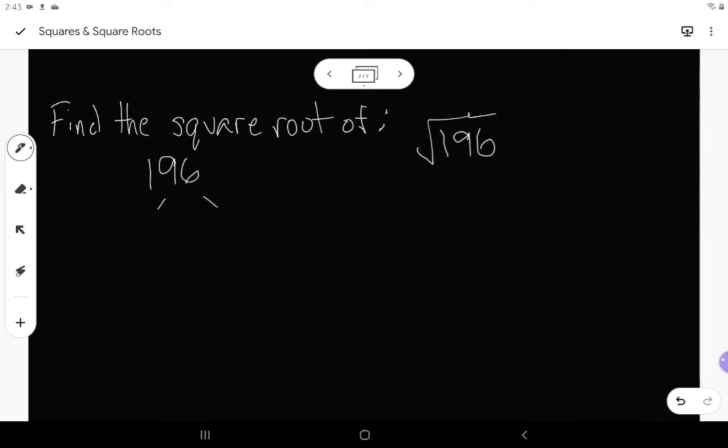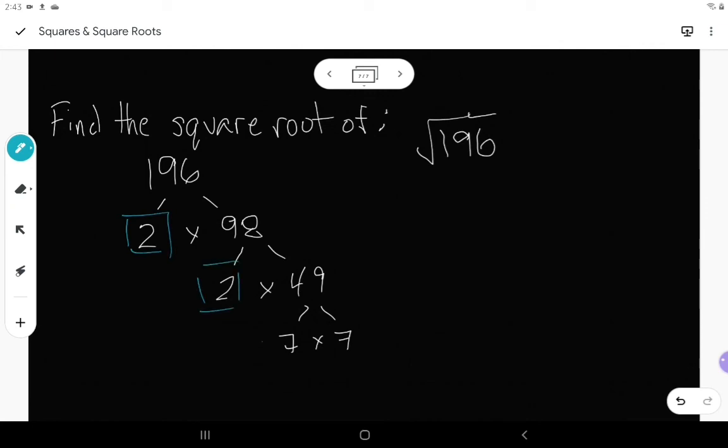I'm going to break this down using prime factorization. So I've got 2 times, and that's going to give me 98. 98 can split further. It's even, so I can write it as 2 times, and that's going to give me 49. And I know 49 is 7 times 7. So there we go. There's all my prime factors, 2 and a 2 and a 7 and a 7. This looks promising because I have 2 2's and 2 7's.